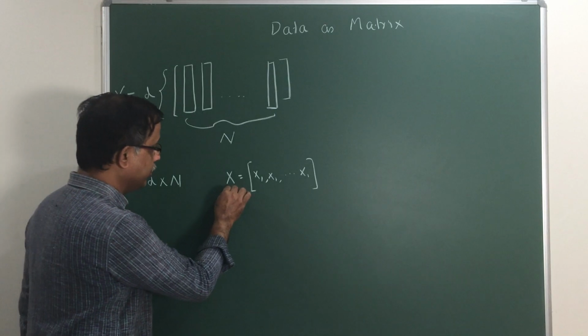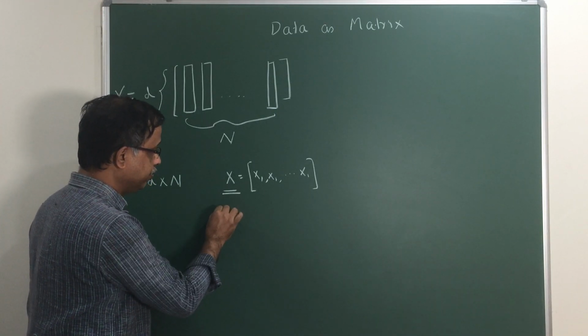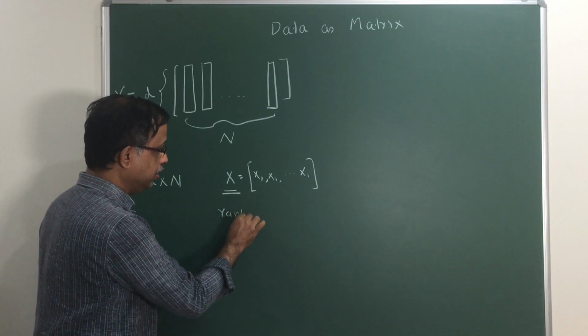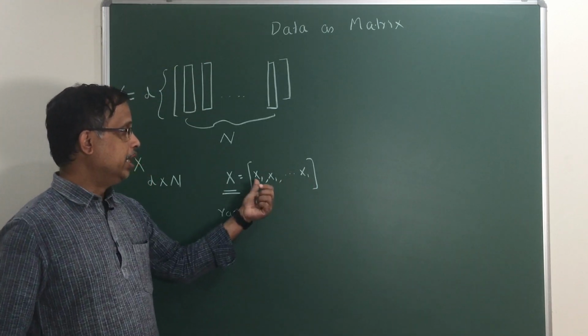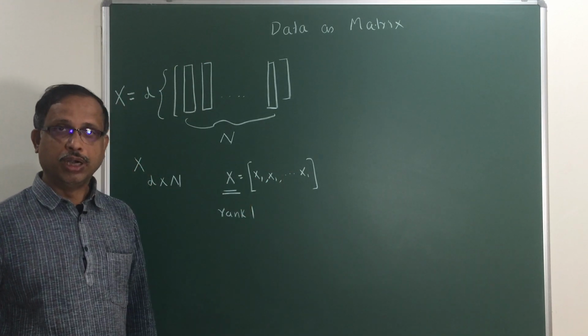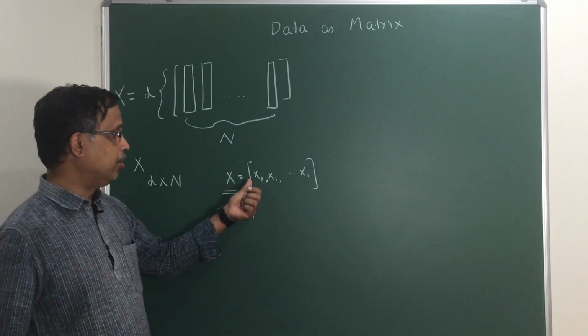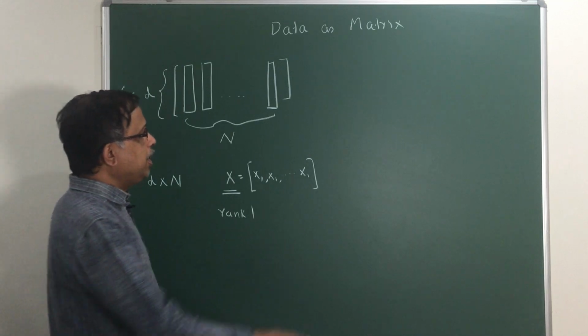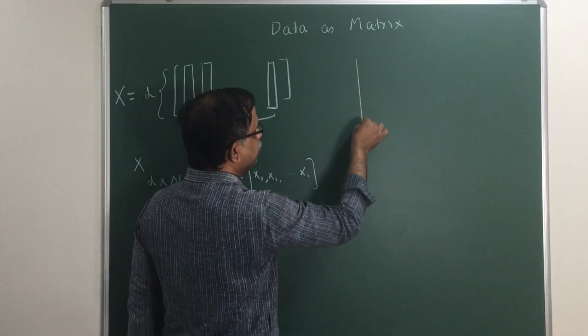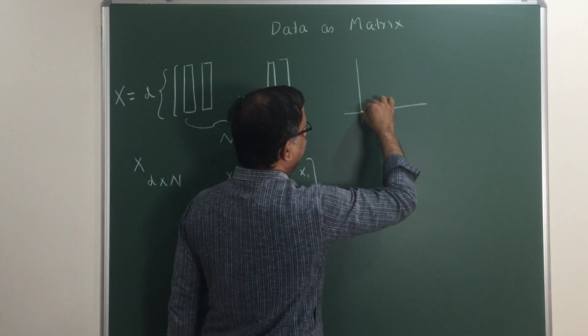We obviously know that X is of rank 1. The rest of the columns are linearly dependent on the first one. It's actually a multiple of it. What about if you have a set of samples, say on this line?